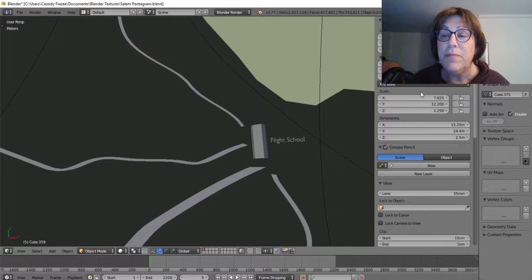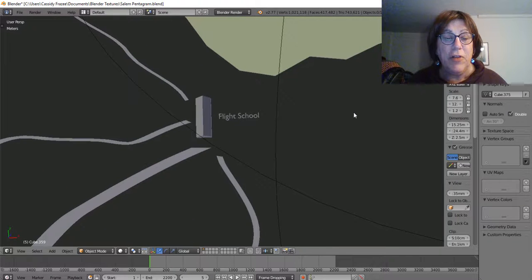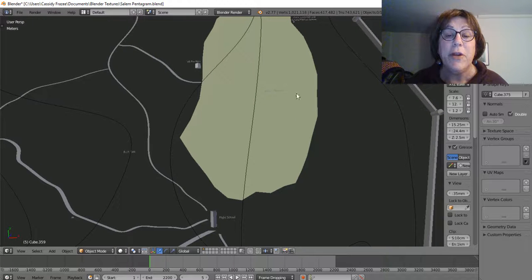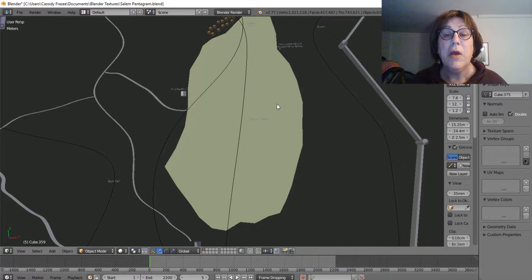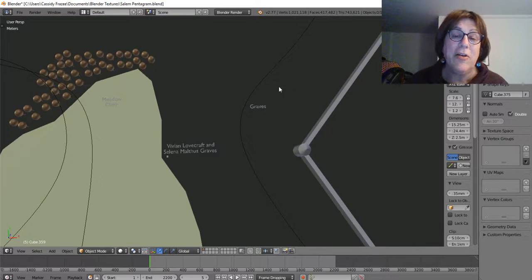There's flight school. I'll move this back so it's out of the way. There's the flight school, and the flight school is on the edge of Selena's Meadow. There's Selena's Meadow. Here is actually the green line turned graves, named so because Vivian Lovecraft and Selena Malthus are buried nearby on the edge of Selena's Meadow.